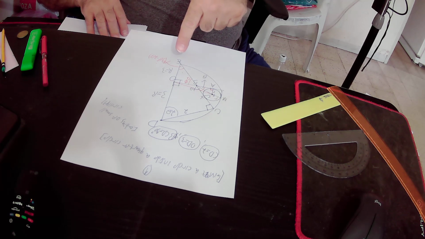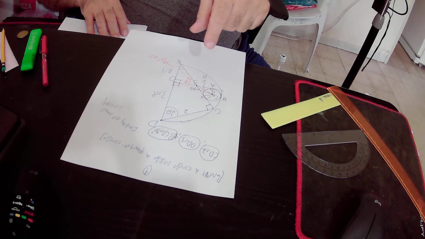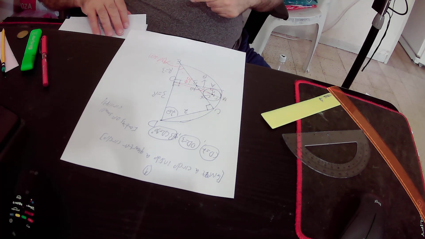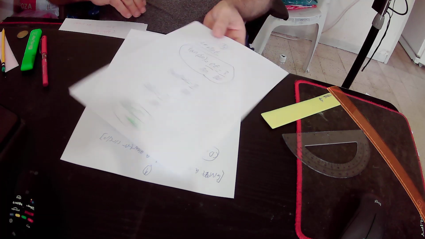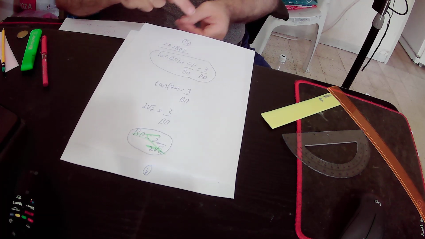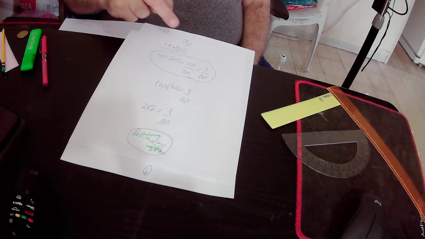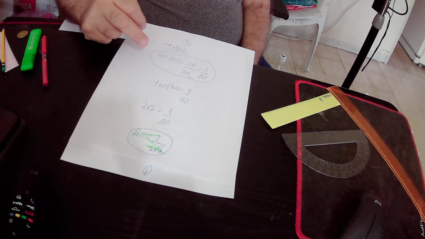OE is the radius of the semicircle, it equals 3 units. And BO is the missing variable. So tangent 2θ equals OE over BO. OE is 3 and BO is the missing variable.